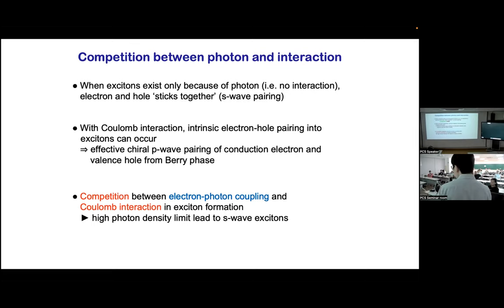And this is an idea that, in the case of superconductivity, people have discussed a lot, about competing pairing interactions. And the basic starting point for this work was that something similar can actually be considered for the case of exciton polariton.